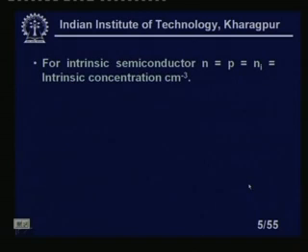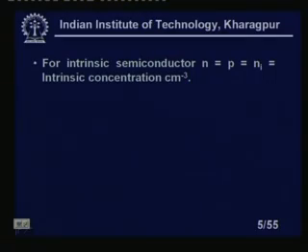For an intrinsic semiconductor, that is a semiconductor without any impurity, without any doping, we call it an intrinsic semiconductor. Once you dope, what will happen? The number of holes and electrons will change. If you dope with a p type impurity, the number of holes will increase. If you dope with an n type impurity, then the number of electrons will increase, right. So, for an intrinsic semiconductor, n equal to p equal to ni, which is called the intrinsic concentration.